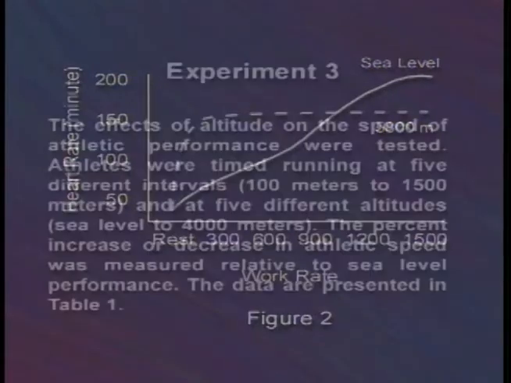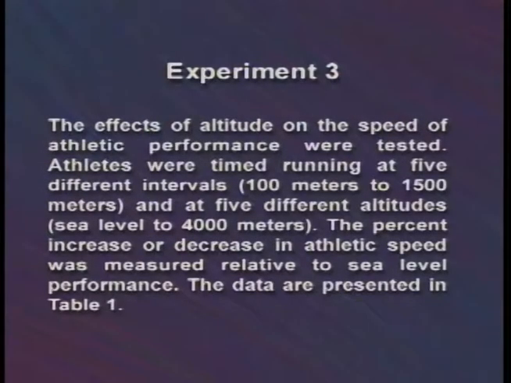Experiment 3. The effects of altitude on the speed of athletic performance were tested. Athletes were timed running at 5 different intervals, 100 meters to 1,500 meters, and at 5 different altitudes, sea level to 4,000 meters. The percent increase or decrease in athletic speed was measured relative to sea level performance. The data are presented in Table 1.